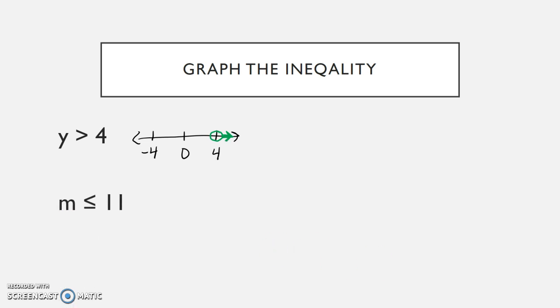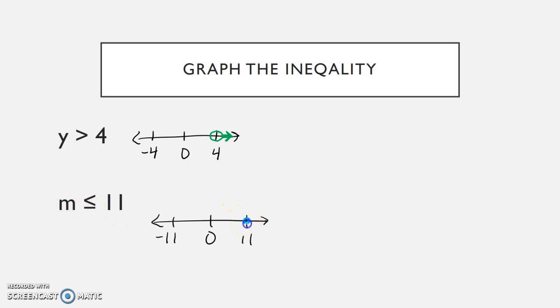Our second inequality is m is less than or equal to 11. So again, I'm going to make a very quick number line with 0 in the middle, my number and its opposite, so 11 and -11. Because we have this "or equal to" piece, the value of m is allowed to be 11.